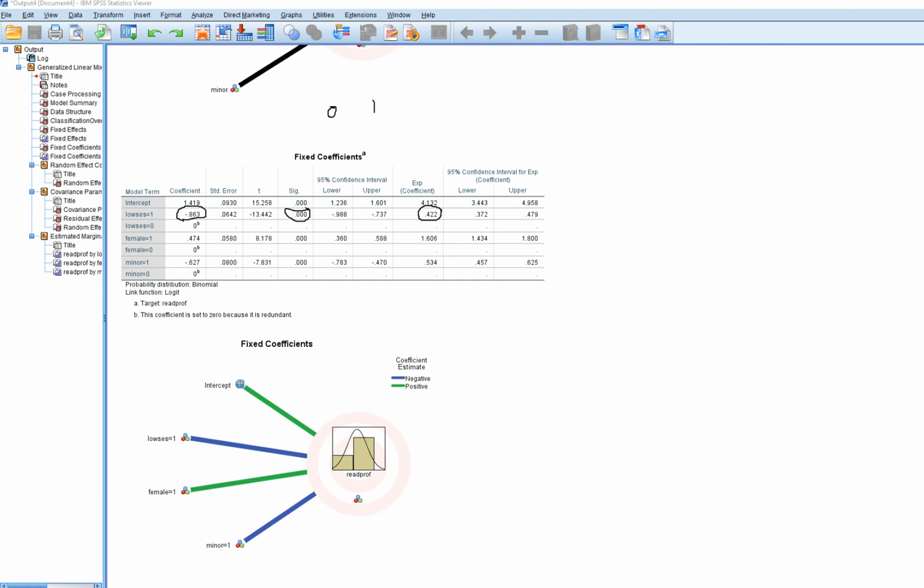When you look at the female predictor, you can see it's positive, and basically males were coded 0 and females were coded 1. So that tells us that essentially females were predicted to have a greater likelihood of falling into the reading proficient group as opposed to the non-reading proficient group. And that predictor was also statistically significant in the model.